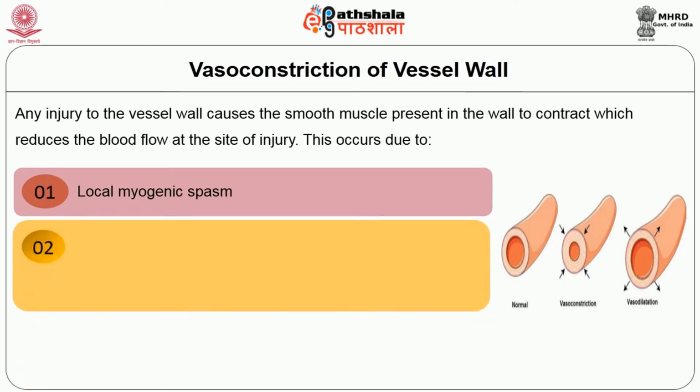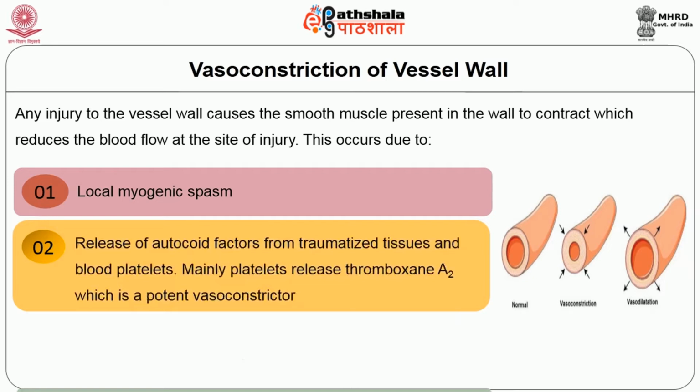Second is release of autocoid factors from the traumatized tissues and the blood platelets. Mainly the platelets release a substance called thromboxane A2, which is a potent vasoconstrictor. That means it will cause constriction of the blood vessel wall, which in turn again will prevent the bleeding from occurring.